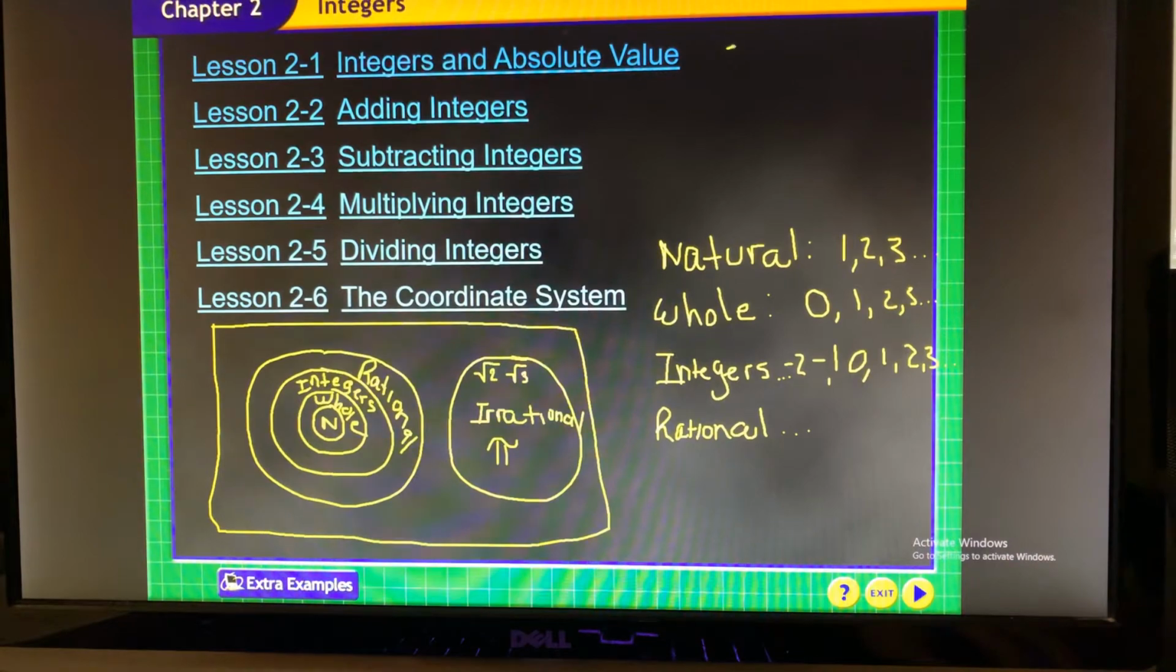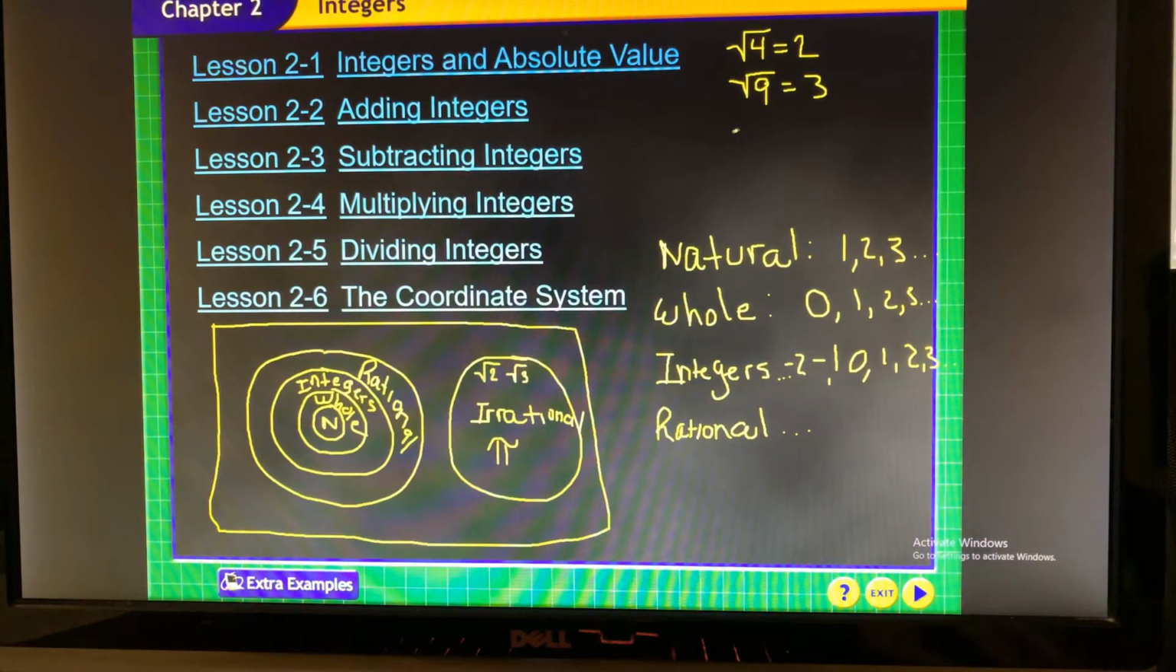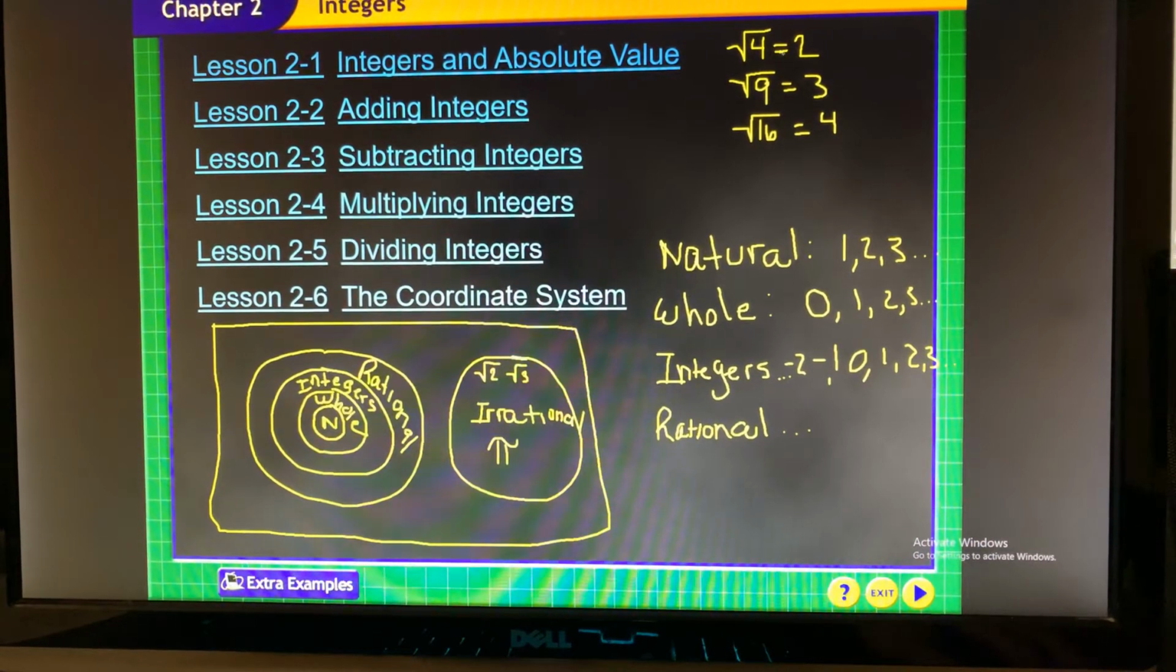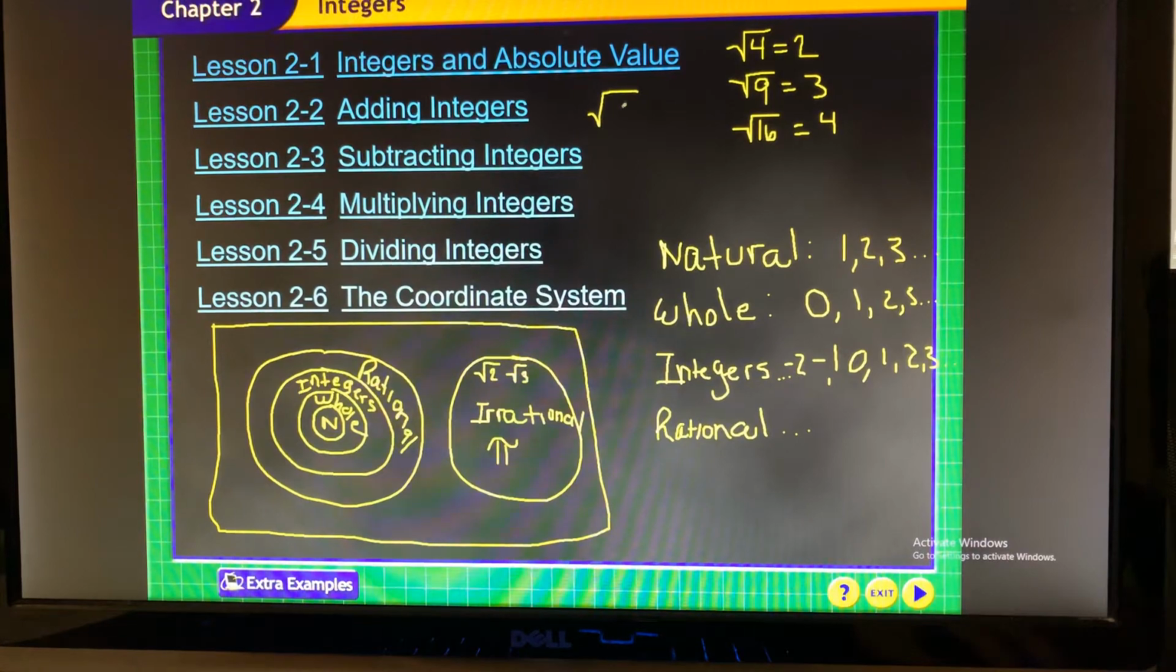A perfect square would be like the square root of 4 is equal to 2. The square root of 9 is equal to 3. You catching on to this? The square root of 16 is equal to 4. So square root is taking what two numbers of the same number multiplied together create those. These are perfect squares. These are rational numbers. They're integers, they're whole numbers, they're natural. These numbers, like the square root of 3, nothing times itself equals 3. The square root of 5, nothing times itself equals the square root of 5.